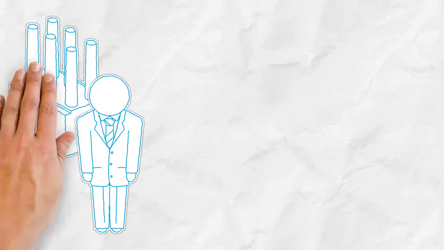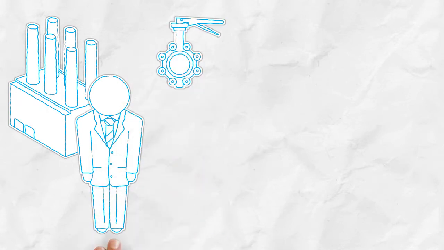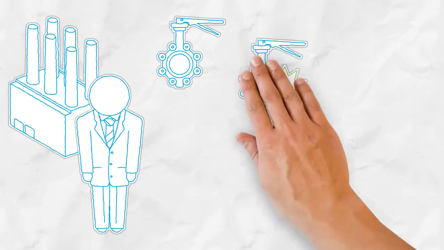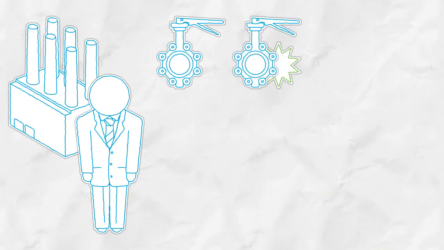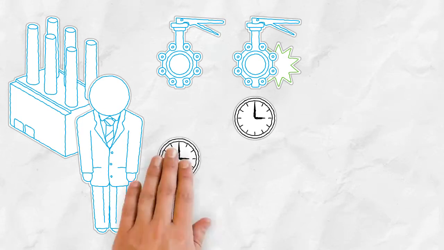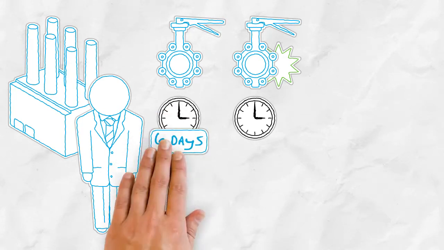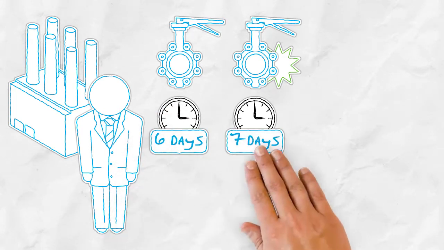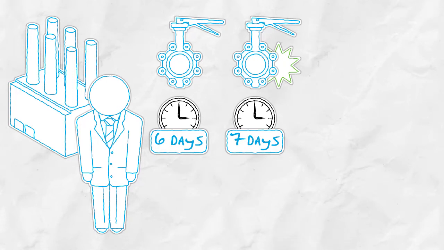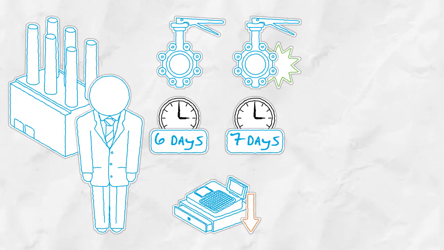For example, Tanner is a product manager at a manufacturing plant that builds butterfly valves. Tanner's team recently began producing an upgraded version of their standard butterfly valve. Cycle times for the new valve have remained essentially the same, increasing from 6 days for a standard valve to 7 days for an upgraded valve. However, sales have been falling.